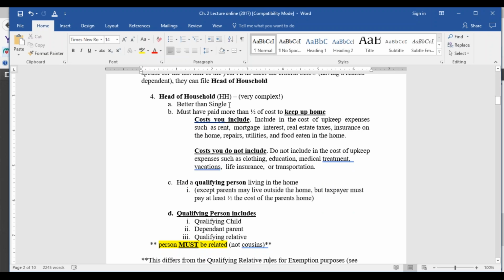Married filing joint is the best one because it's basically two singles together. So you get two single numbers and then add them together. Head of household is kind of in between, like 1.5 times.